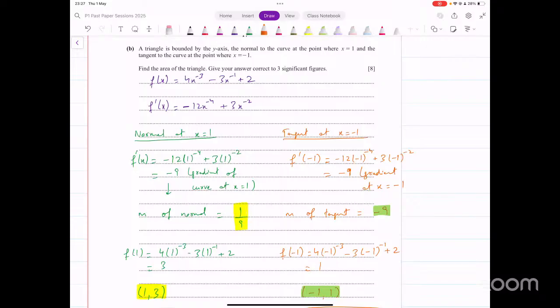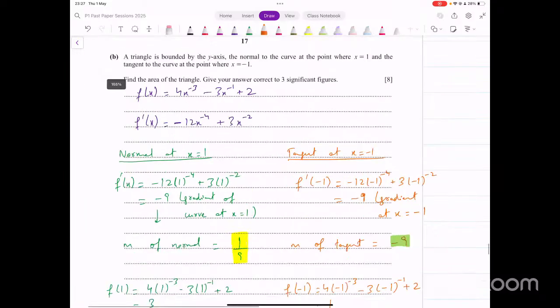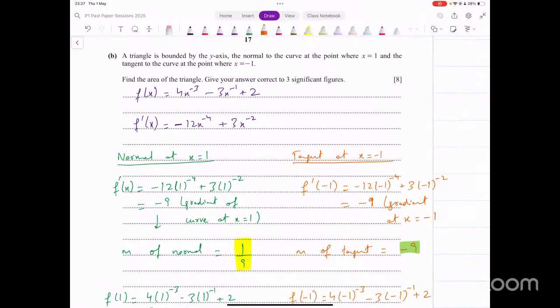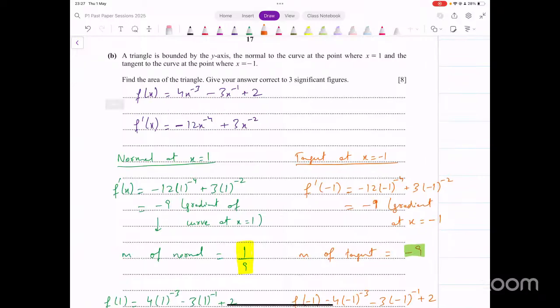Now, let's look at the question statement. They're saying a triangle is bounded by the y-axis, the normal to the curve at the point where x is equal to 1, and the tangent to the curve at the point where x is equal to -1. Find the area of this triangle. Now, how do we do that?